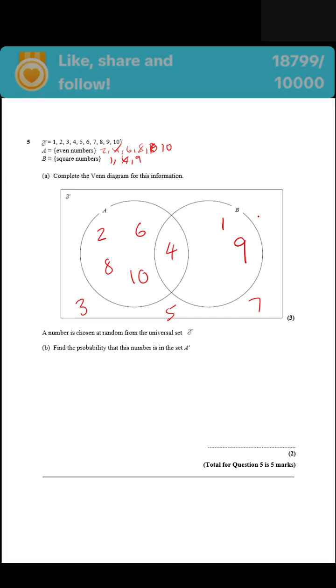Okay, once you get to this point, just count all the numbers that you've got. So there's 10 in total. There was 10 in the question. We know we've used all the numbers.